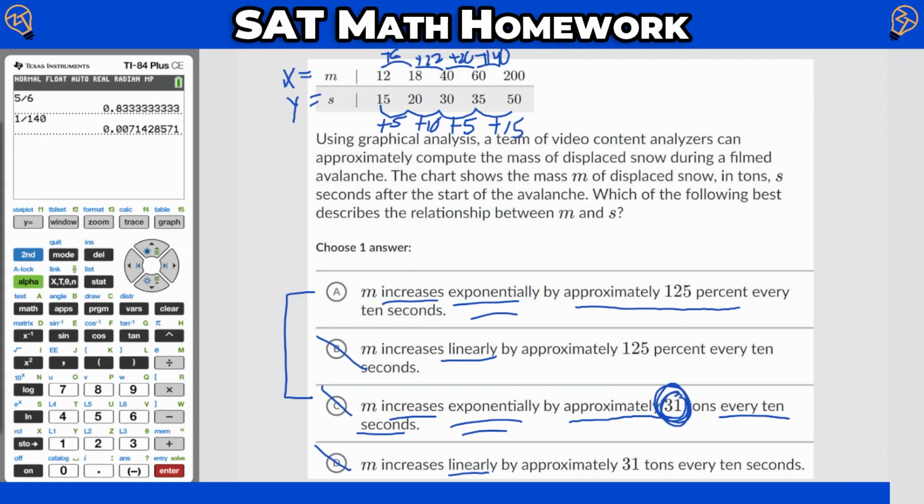So we can eliminate that one just based on the wording not being accurate for a description of an exponential function at all. And so we get, by process of elimination, the correct answer is A.